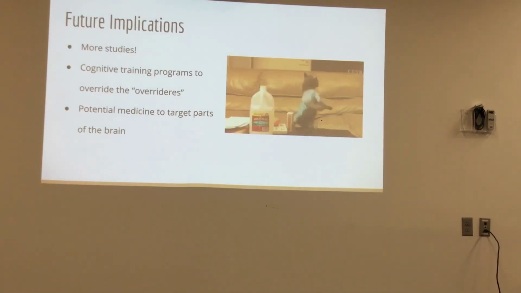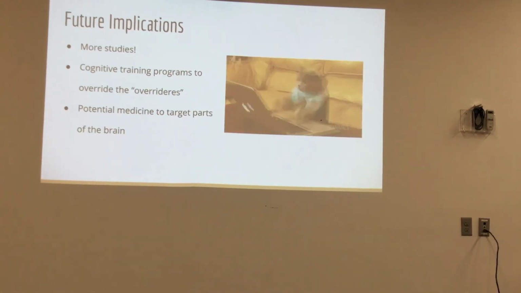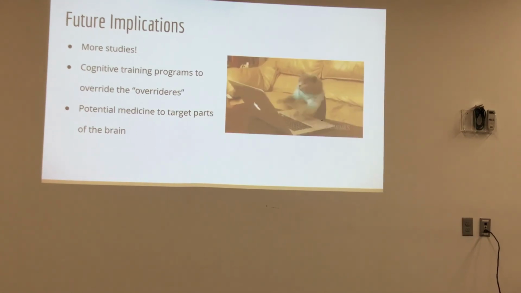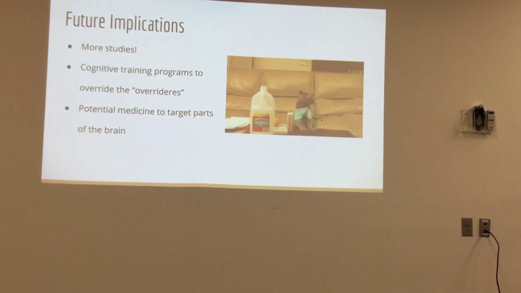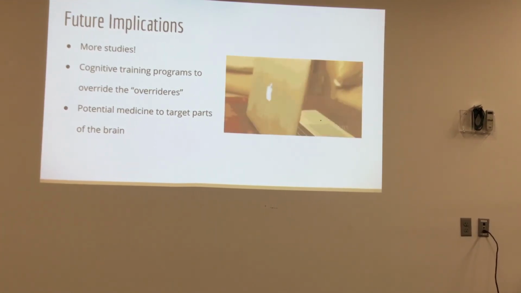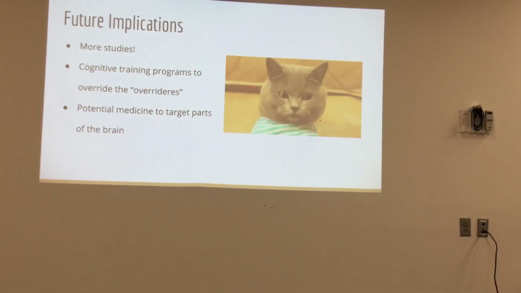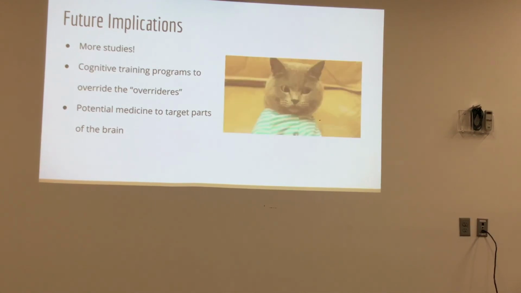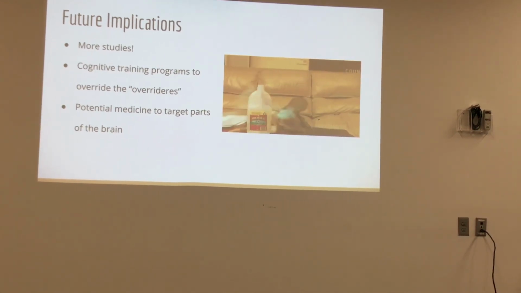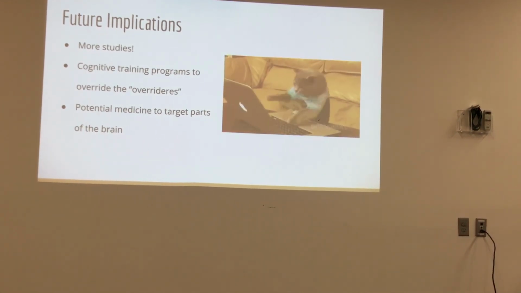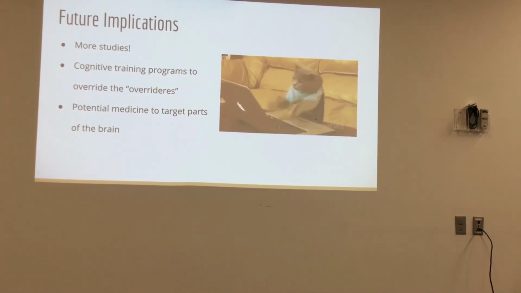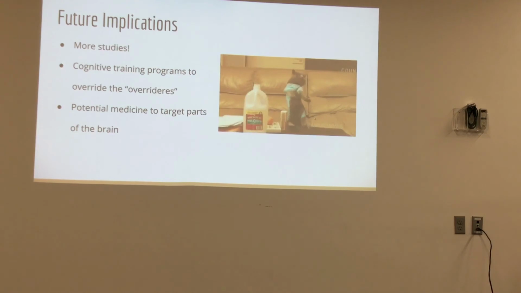So, future implications. Clearly, there need to be more studies because, like the previous figure showed, the parts of the brain working in conjunction have different functions than working alone, so we kind of have to figure that out. The brain's pretty complicated, so there's definitely a lot more knowledge we can amass from that. Once they do have a better sense of the parts of the brain and how they interact, cognitive training programs to override the overriders can be implemented.